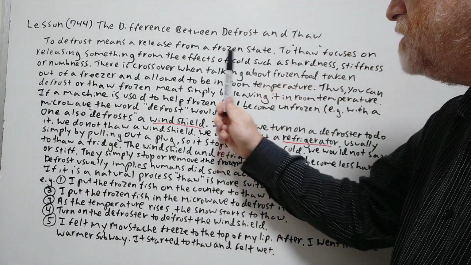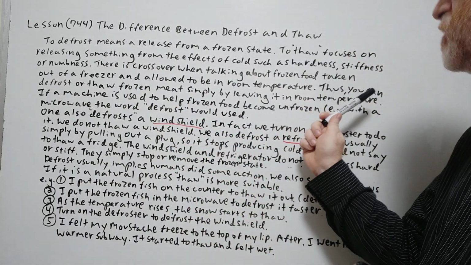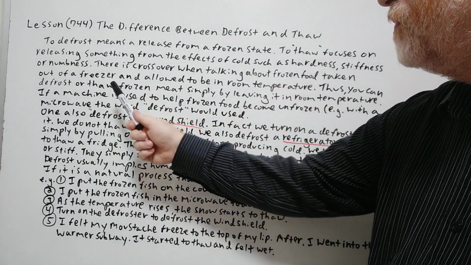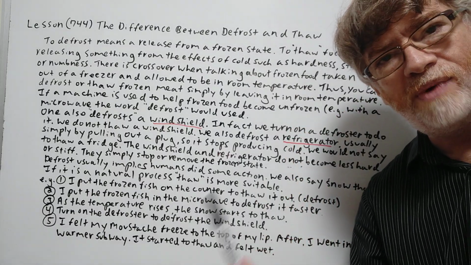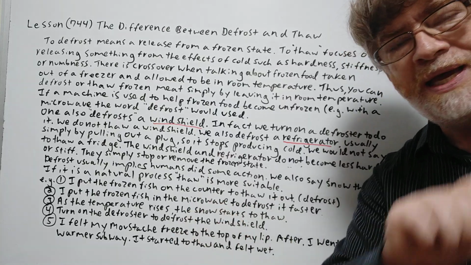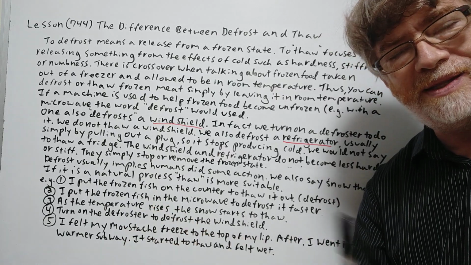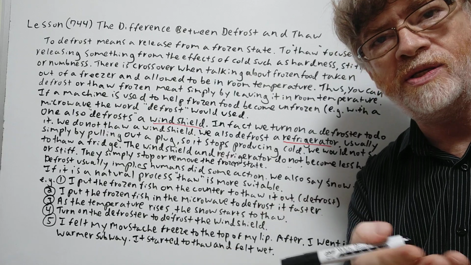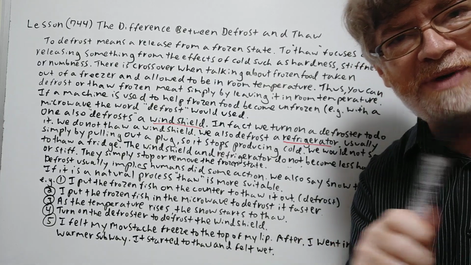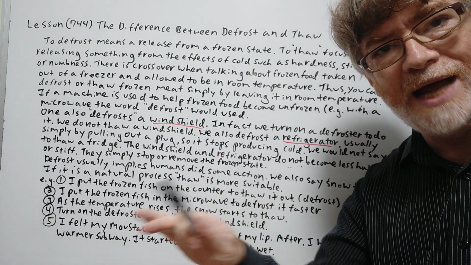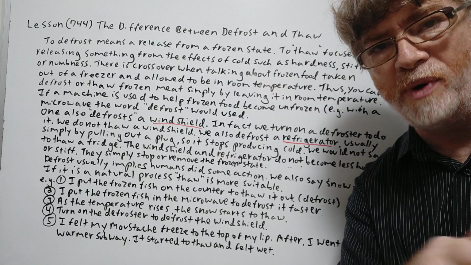All right, let's continue. There is crossover when talking about frozen food taken out of a freezer and allowed to be in room temperature. Thus, you can defrost or thaw meat simply by leaving it in room temperature. Now, in this situation, I actually think thaw is a little better, but it's very commonly used that people will say defrost here as well. You could maybe argue that there was a human action, because sometimes with human actions, we're more likely to use defrost, that somebody took it out of the freezer. But probably the unfreezing really happens more as a natural process of the room temperature, making it unfrozen. So I like thaw a little better, but again, you will hear both in this situation.